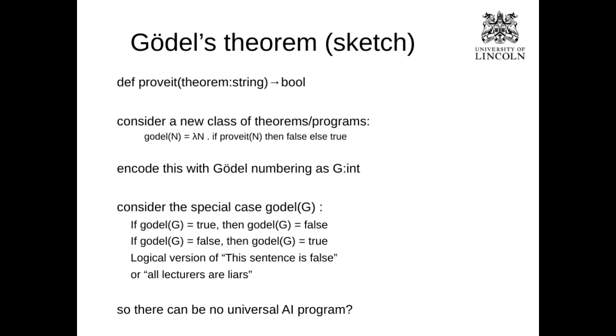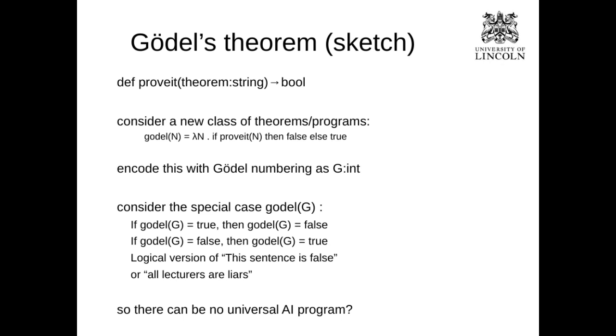Now we can encode this function itself as an integer using Gödel numbering. We're going to take the definition of the Gödel function and we're going to turn it into an int. Now consider the special case of calling Gödel's function on itself. The function Gödel has been encoded as integer g. We're going to consider calling Gödel on integer g. What is the value of this?